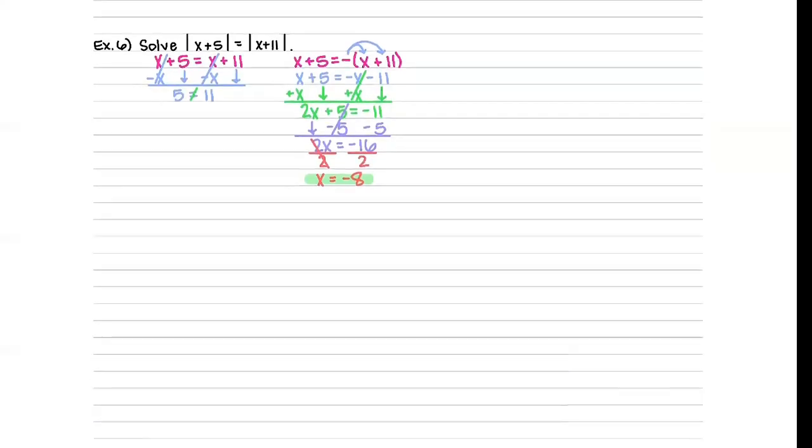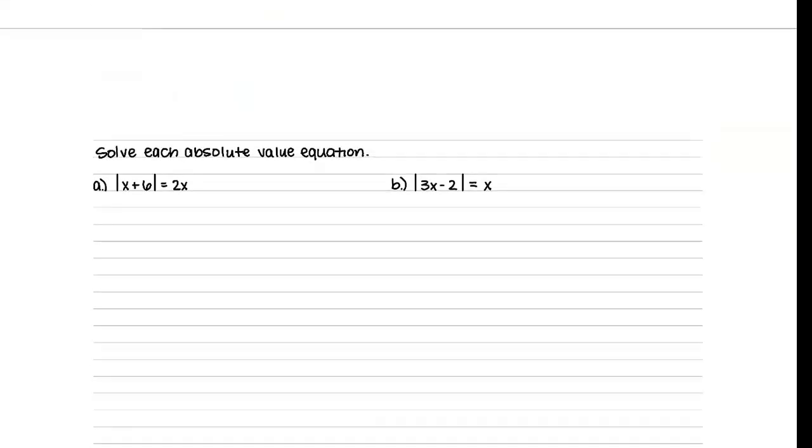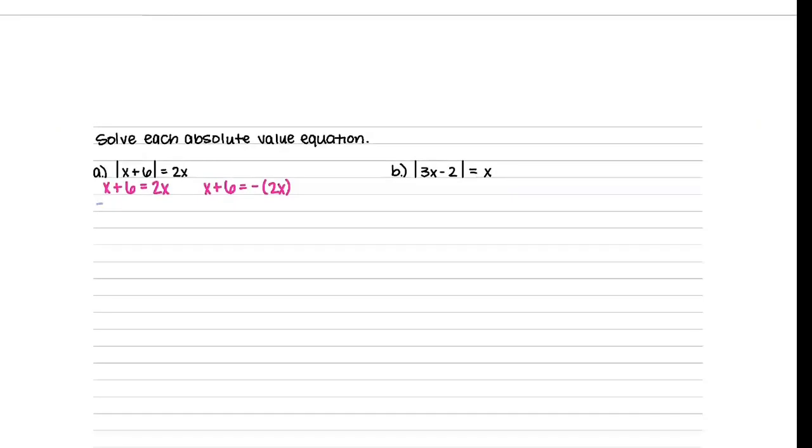If we look at our next example, we have the absolute value of x plus 6 is equal to 2x. So I'm going to get rid of those absolute value bars. I'm going to have x plus 6 is equal to 2x, as well as x plus 6 is equal to the opposite of 2x. So I'm going to move my x by subtracting it from each side. And the first one that I get is 6 is equal to x. 2 times 6 is 12. It's positive. We're okay with that.